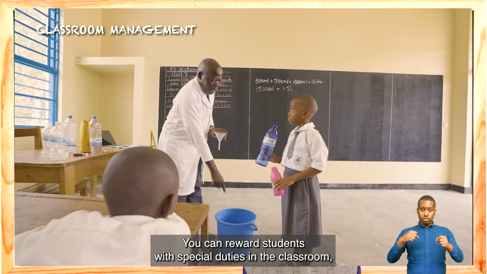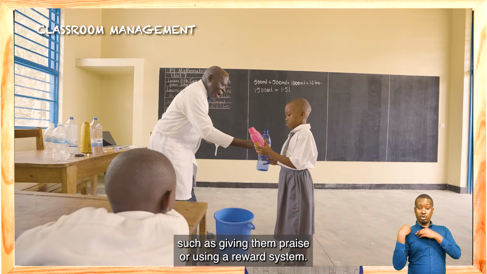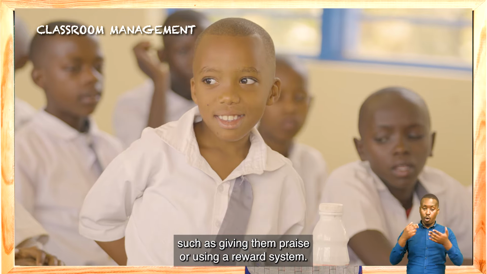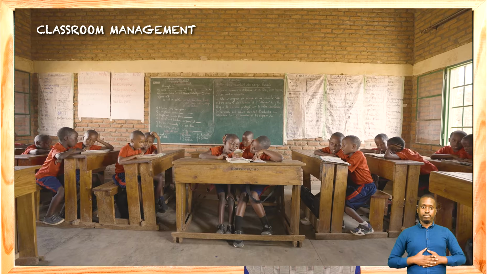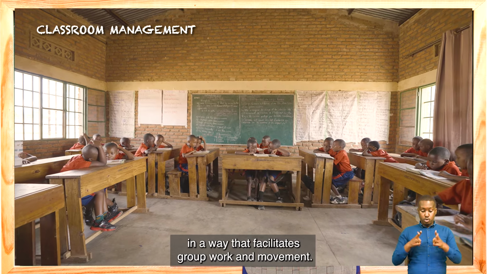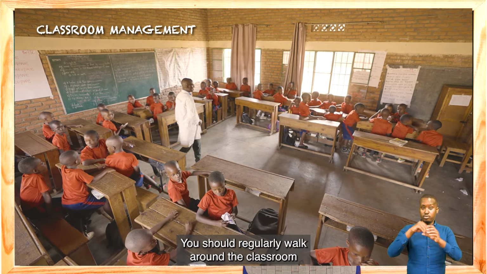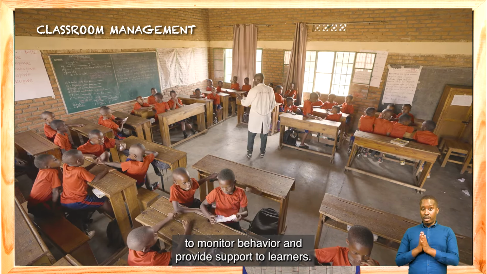You can reward students with special duties in the classroom, such as giving them praise or using a reward system. The desks in the classroom should be arranged in a way that facilitates group work and movement. You should regularly walk around the classroom to monitor behavior and provide support to learners.